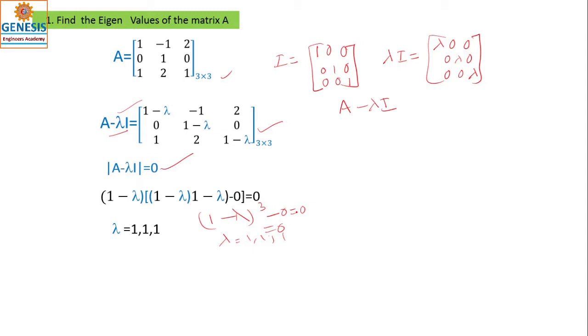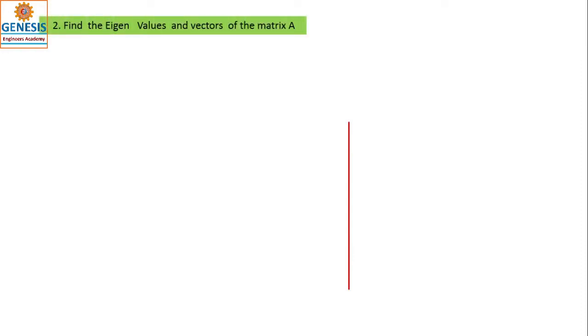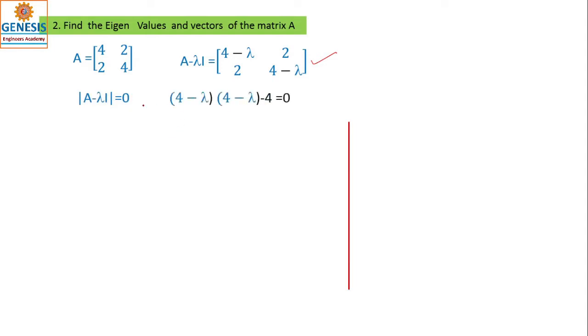Okay, using this, we have to find the eigenvectors. In this case, we will solve both eigenvalues and eigenvectors. I am taking a square matrix of size 2 by 2, and this is the characteristic matrix, A minus lambda I. If you find the determinant and equate it to 0, you get this equation, and these are the eigenvalues. So the eigenvalues are 2 and 4.